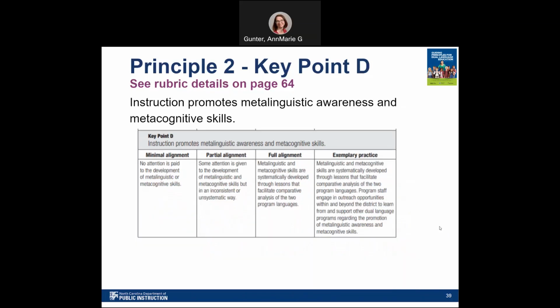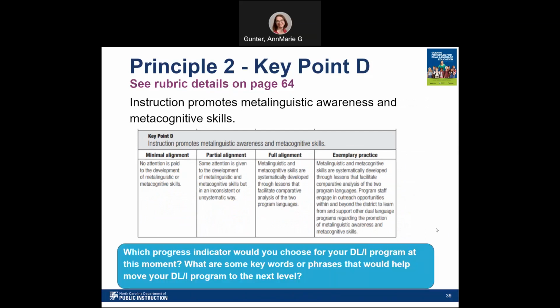Key point D is instruction promotes metalinguistic awareness and metacognitive skills. Take a look at those progress indicators and decide which progress indicator would you choose for your DLI program at this moment for this key point, and what are some keywords or phrases that would help move your DLI program to the next level.